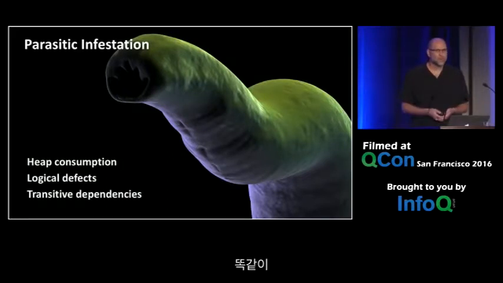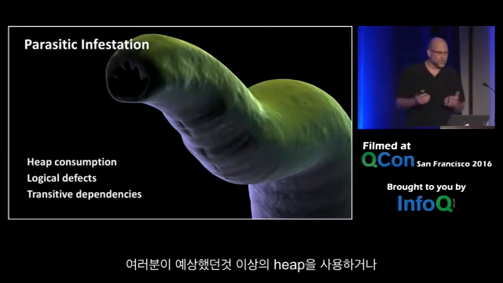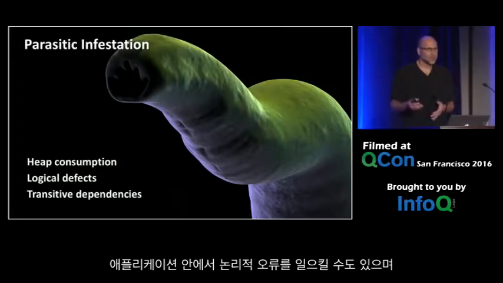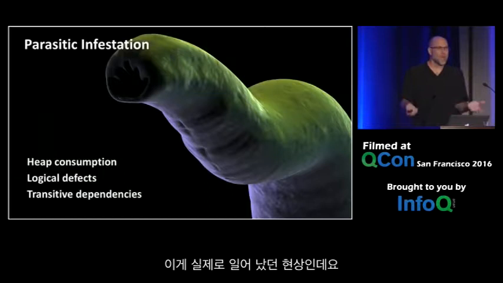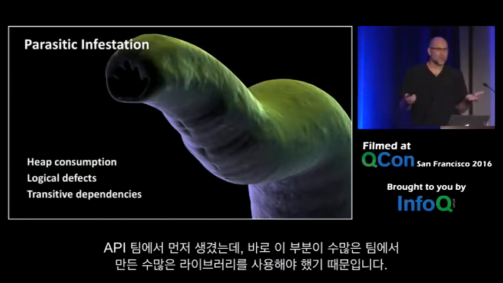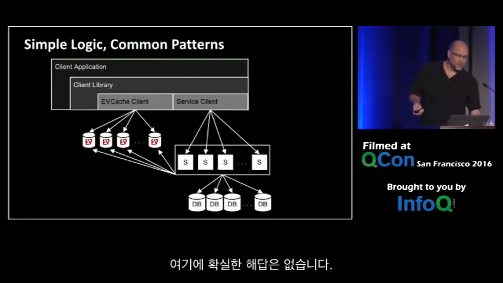And likewise, client libraries can do all kinds of things that you have no knowledge of that might also weaken your service. They might consume more heap than you expect. They might have logical defects that cause failures within your application. And they might have transitive dependencies that pull in other libraries that conflict in terms of versions and break your builds. And all of this has happened, especially with the API team, because they're consuming so many libraries from so many teams. And there's no cut and dry answer here.